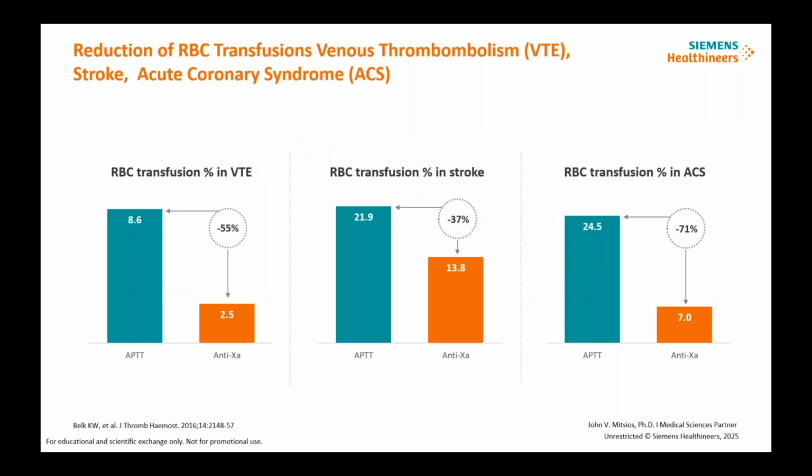Another study looked at overall blood utilization, especially in the context of patients who have just recently suffered a venous thromboembolic complication, a stroke, or acute coronary syndromes. And what we can see here is an overall reduction in blood RBC transfusions when using the anti-10A assay.